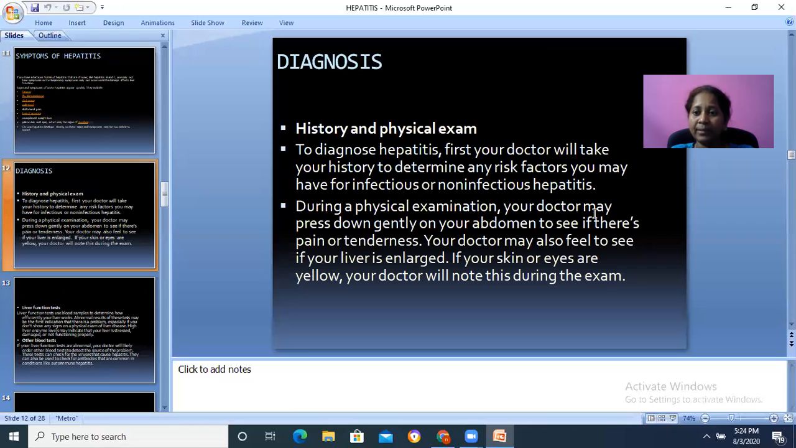Like, recently, did he drink contaminated water or contaminated food, or is that person an alcoholic. These are all questions asked by the physician. During the physical examination, your doctor may press down gently on your abdomen to see if there is pain or tenderness. Your doctor may also feel to see if your liver is enlarged. If your skin and eyes are yellow, your doctor will note this during the exam.